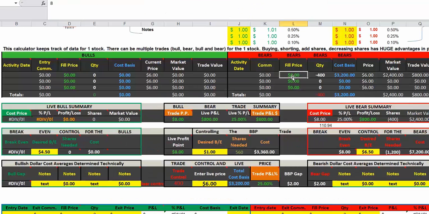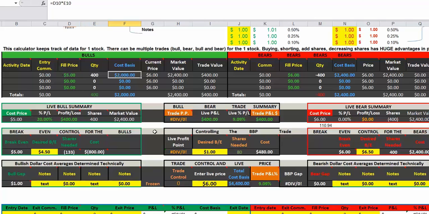We'll change this to $6. And we'll put in our fill price of $5 and 400 shares. So when that happens, as you could see, our trade control goes to 0 and it turns orange, and of course the trade is now frozen. And this will go to div/0, which we said earlier happens when we have equal amount of shares.